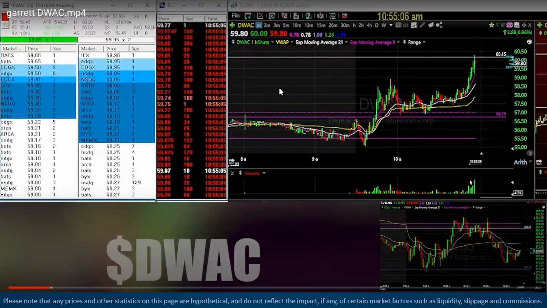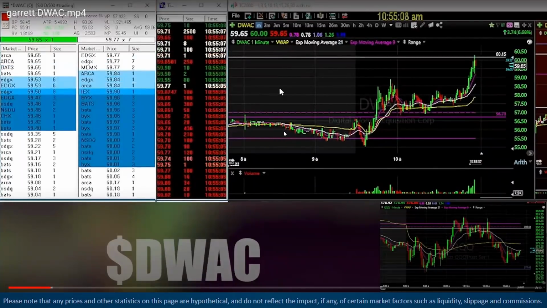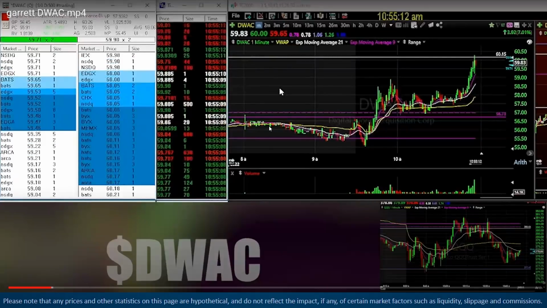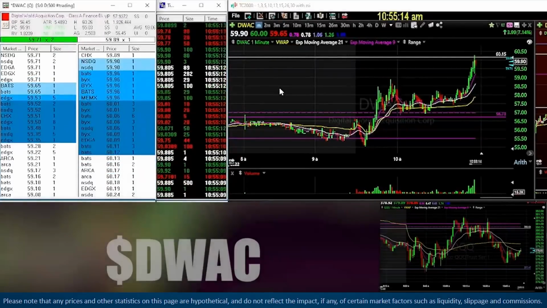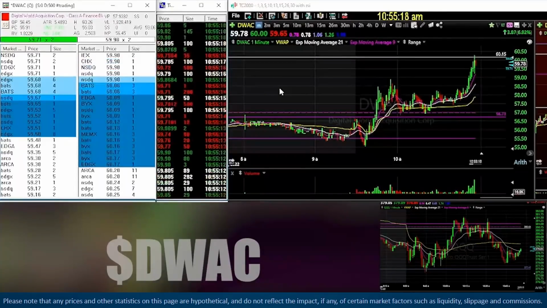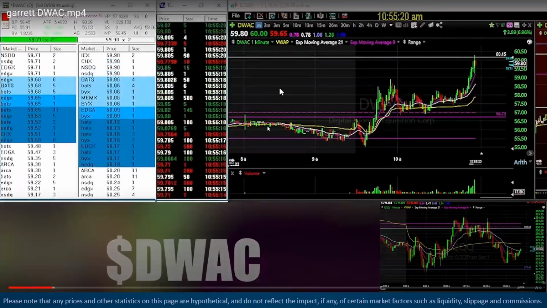We did get some volume in right here, that's considerable. But it's to be expected on a $60 break. There's always going to be a lot of liquidity up at a round number, with it being a psychological level. And so I'll take that into account.